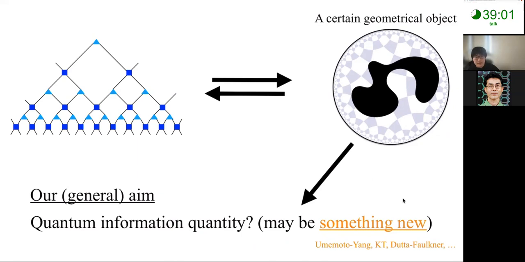Since area is related to the entanglement entropy, which is a very fundamental quantum information theoretic quantity, it would be nice to see the correspondence between more general geometrical objects and certain quantum information theoretic quantities. And in some cases, it might be something new, not known in the literature. We have some successful examples, for example, like this. And today, I'd like to tell you one particular example, which is pseudo entropy.